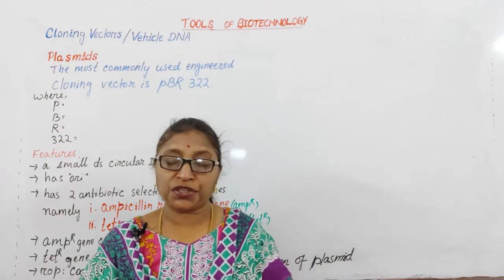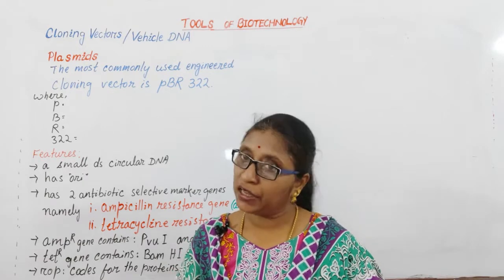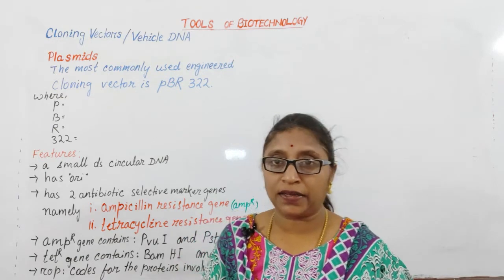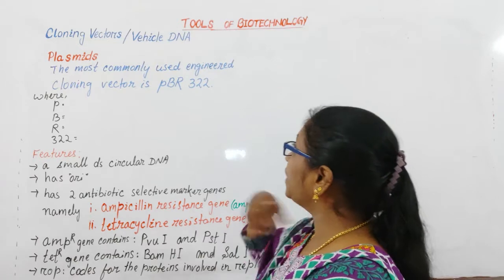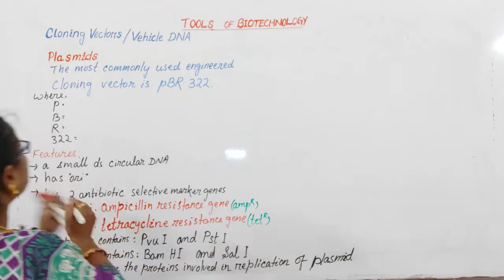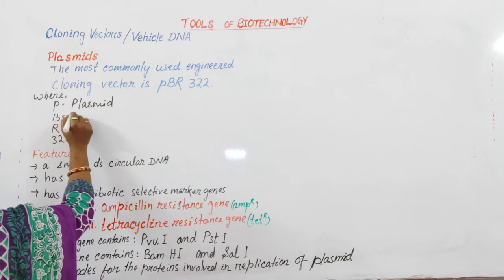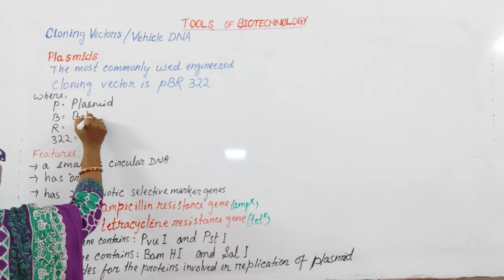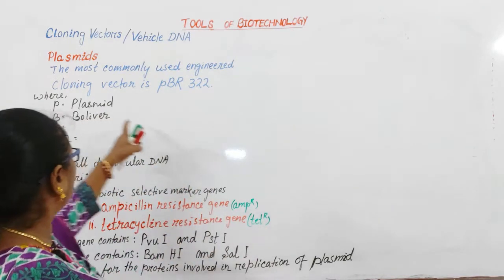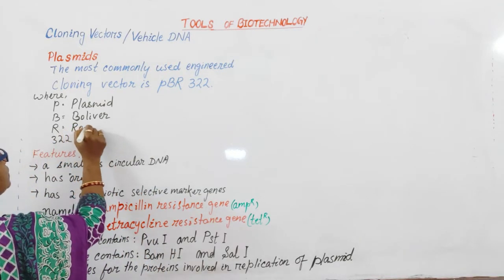The most commonly used cloning vector is pBR322, which is used in E. coli. The cloning is done in the bacterial cell, Escherichia coli. pBR322: p stands for plasmid, and B stands for Bolivar. The two genetic engineers, the two scientists, Bolivar and Rodriguez, designed pBR322.